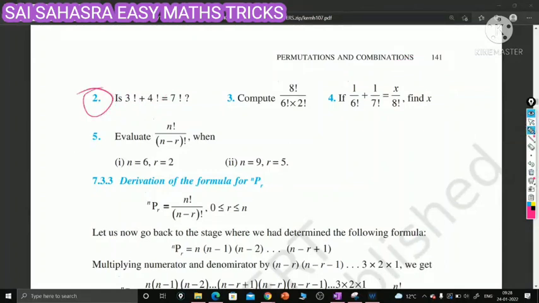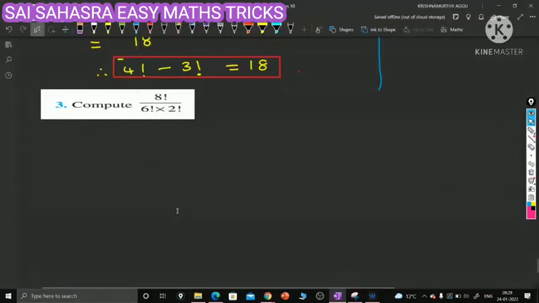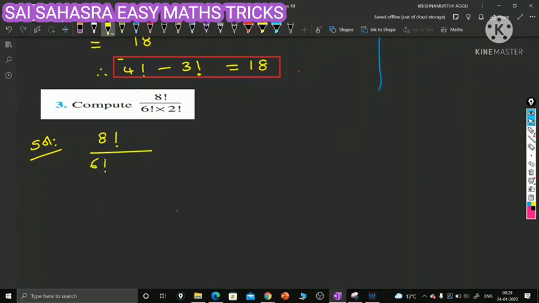Second question. All right. Then third question. What is question number 3? Compute means calculate. Solution. Question: 8 factorial divided by 6 factorial into 2 factorial.